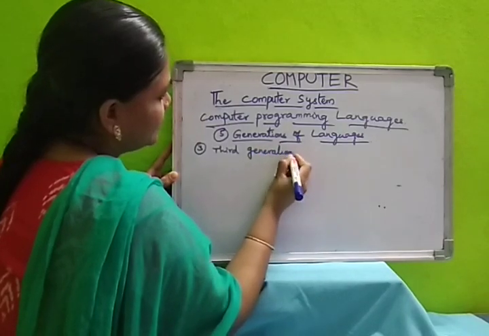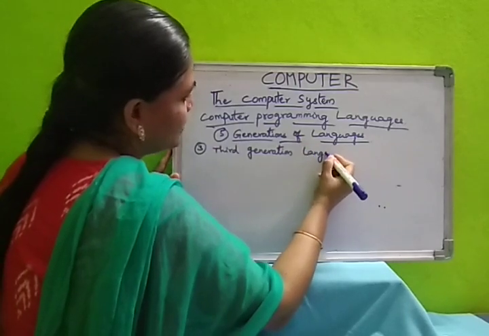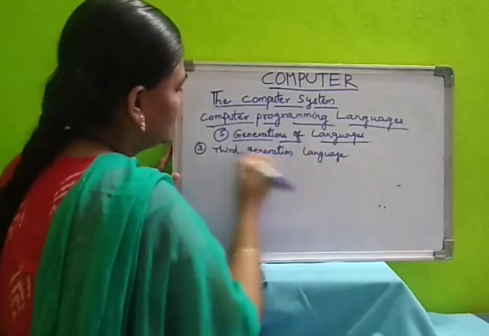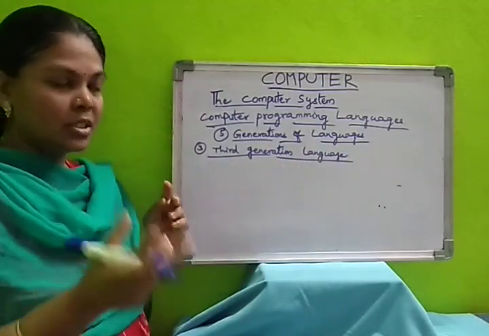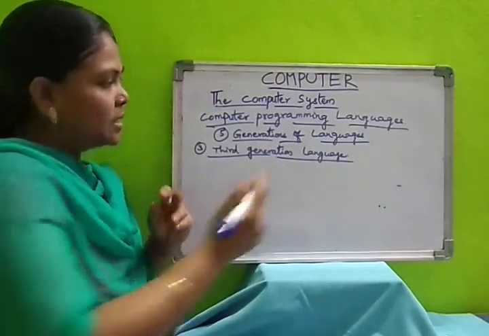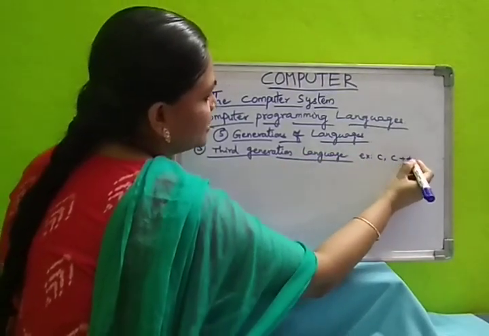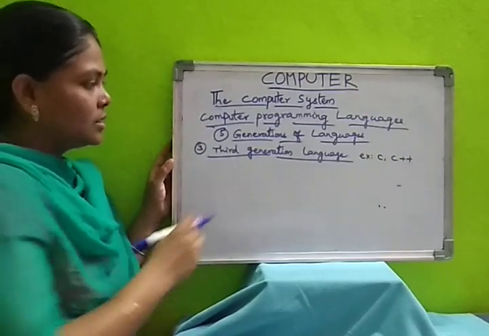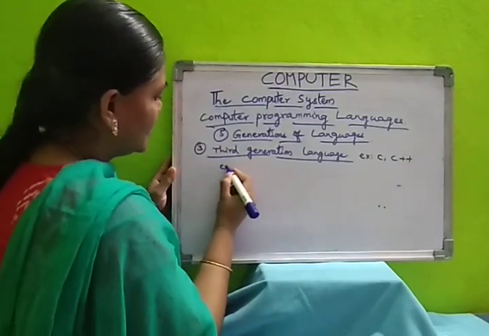Third generation languages are high level languages. Okay, that also I will show you. In this third generation language, mainly we use English to write any program. Examples are C and C++. C and C++ we use to write this generation programming. Okay, so I will show you one program example.